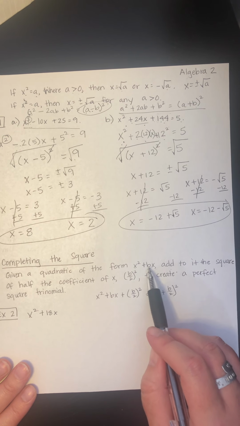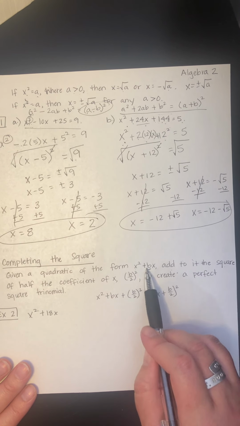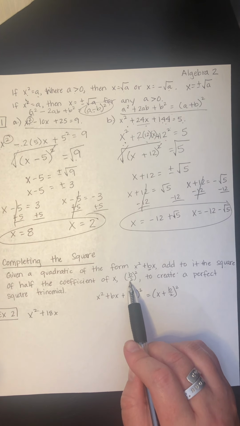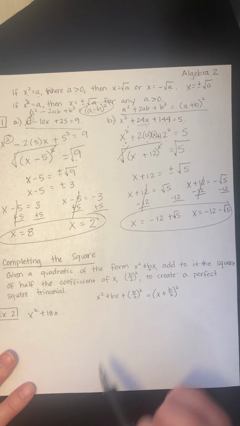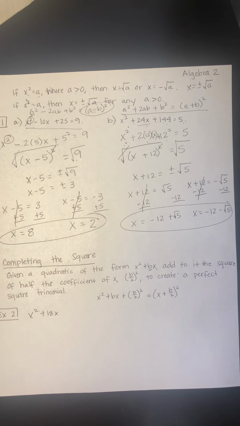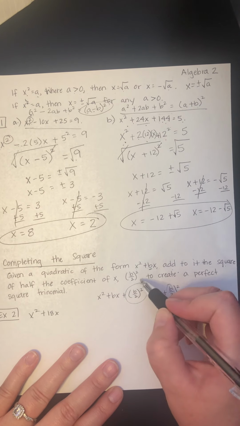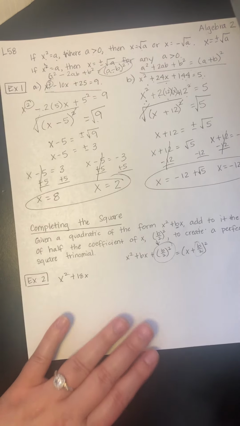You're going to take this number, let's say it's 10x. You're going to take the coefficient of 10, divide it by 2. Well, 10 divided by 2 is 5. That answer is you're going to square it, and that will help you complete the square. You'll add it to the end. This right here and in here. It's going to get added.